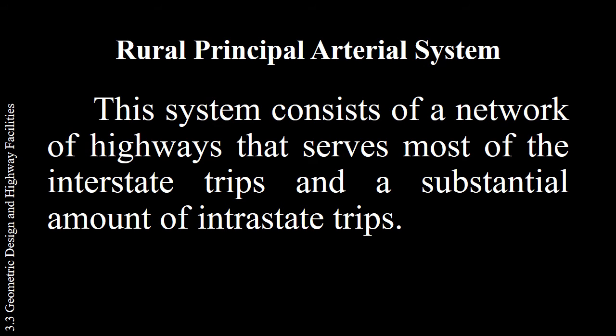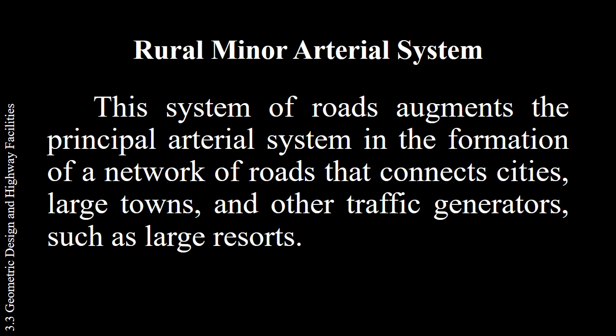Rural principal arterial system. This system consists of a network of highways that serves most of the interstate trips and a substantial amount of intrastate trips. Rural minor arterial system. This system of roads augments the principal arterial system in the formation of a network of roads that connects cities, large towns, and other traffic generators such as large resorts.